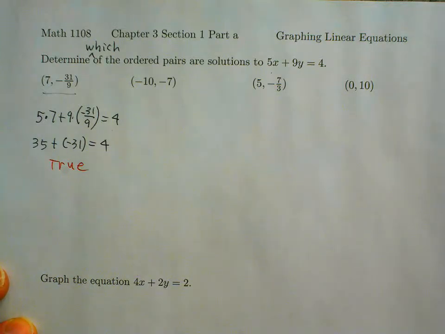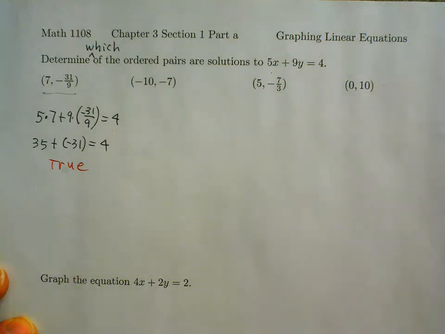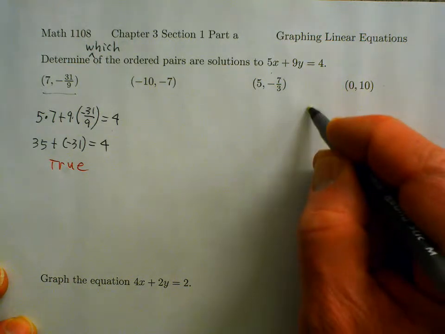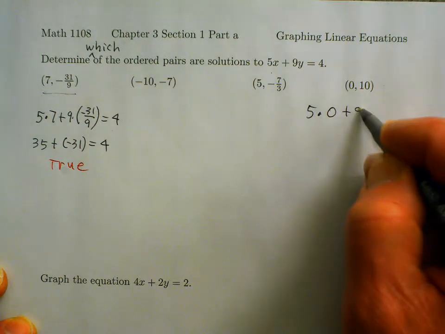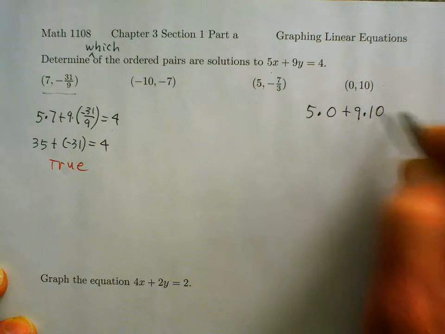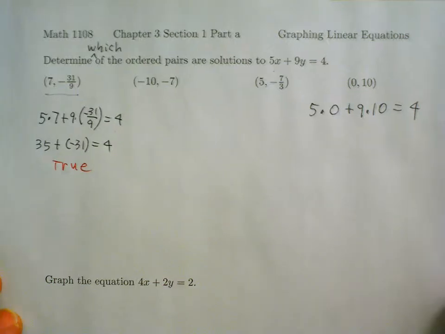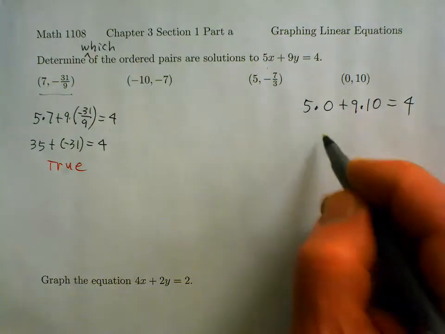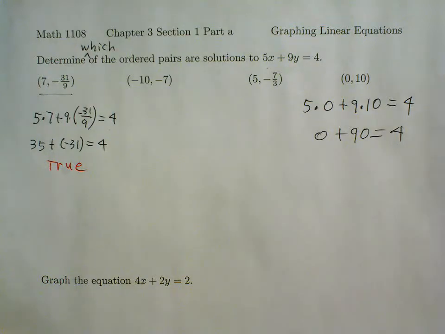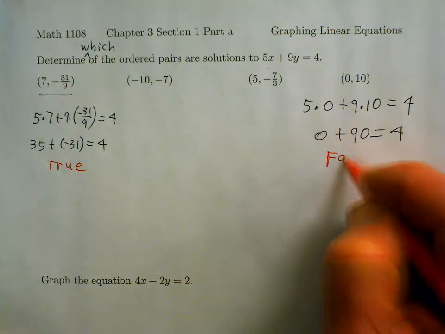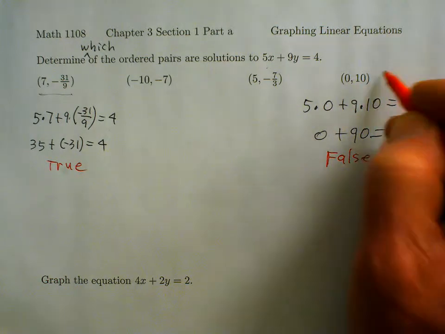Let's test the one on the right. The ordered pair 0, 10. So this time replace x with 0 and replace y with 10. And do we get a true statement or a false statement? So do the arithmetic, we get 0 plus 90 equals 4. Well, that's clearly false. So that means the ordered pair 0, 10 is not a solution.